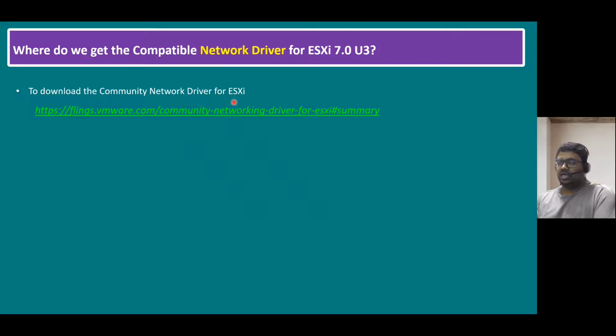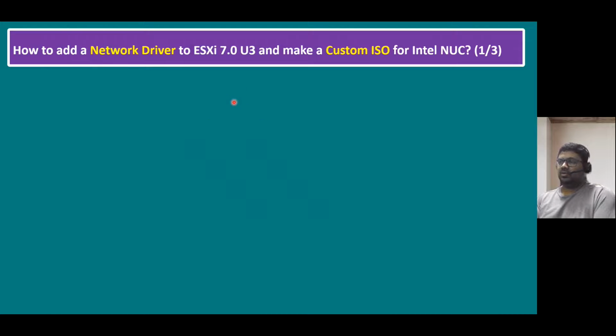When we download this driver, it has to be included or combined with our ESXi 7 ISO. How we can combine it, I will show you in the next slide. See how to add a network driver to ESXi 7.0 update 3 and make a custom ISO for Intel NUC system. In order to do this, we already have the ESXi 7.0 ISO.